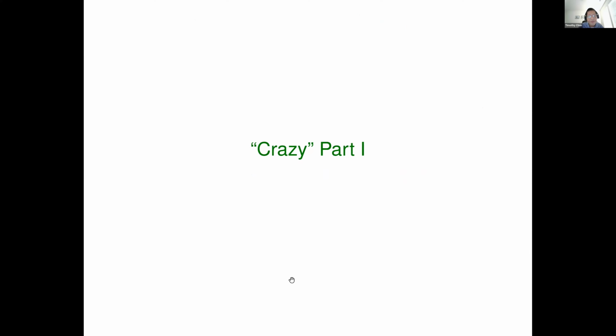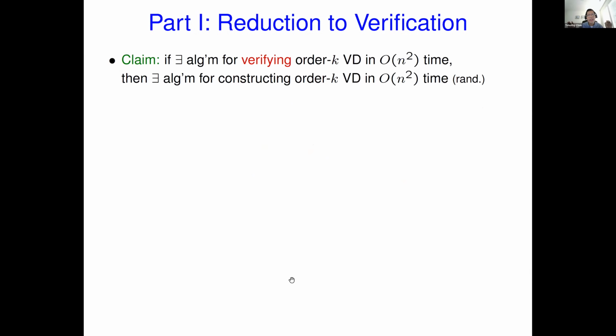Okay. All right. So what we're saying is that the problem of computing order K-Voronoi diagrams reduces to verifying. So the claim is, if there is a quadratic time algorithm to verify whether a given diagram is the correct order K-Voronoi diagram, then you can actually get a quadratic time algorithm to compute the order K-Voronoi diagram. So you can solve the easier problem of verifying, and you can actually compute the order K-Voronoi diagram in the same time, n squared. So that's the claim, okay?